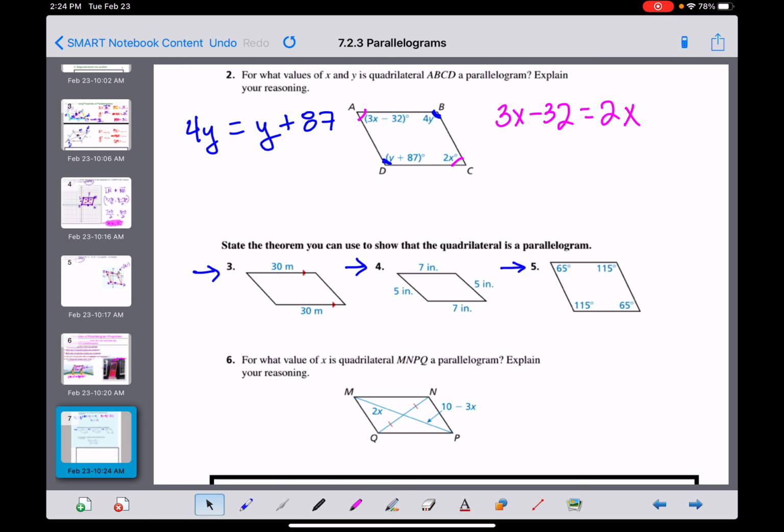And then lastly, for what value of x is this quadrilateral a parallelogram? We are dealing with the diagonals. We know that diagonals bisect one another. So once again, the parts of the diagonal are congruent. So we're going to set these equal to each other and solve.